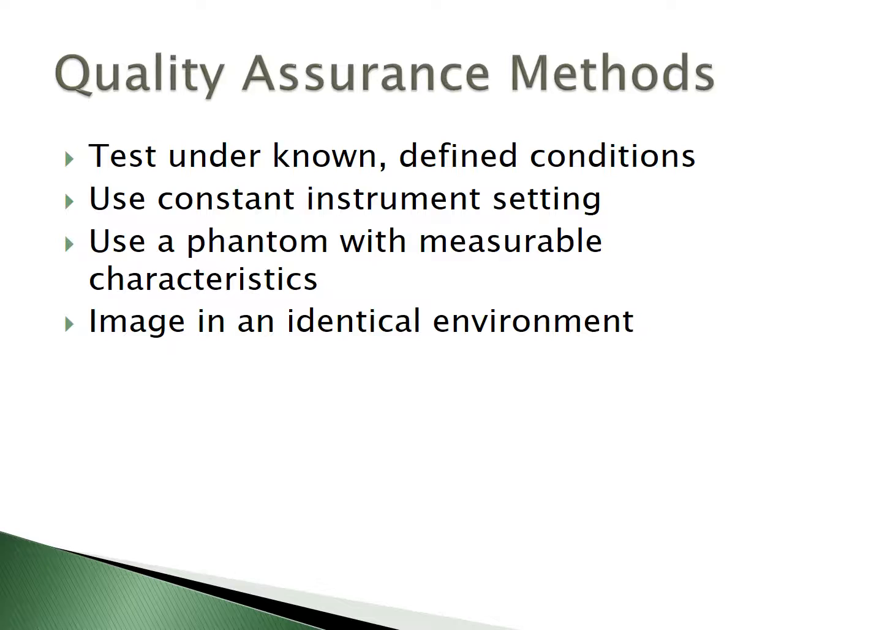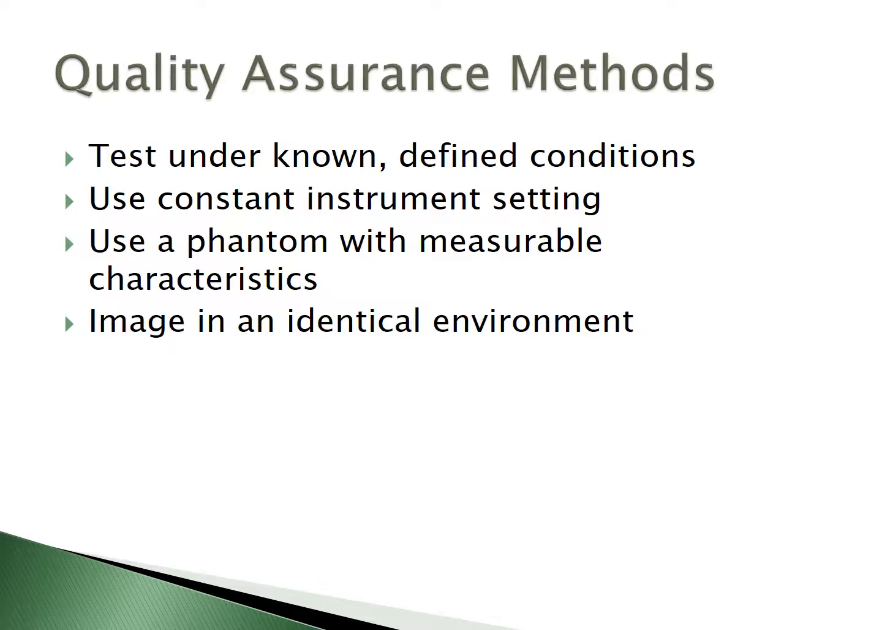When we are performing quality assurance, we want to make sure that we are testing under known defined conditions, that we're going to use constant instrument settings, and to do so, we'll typically use a phantom with measurable characteristics, and we're going to make sure that we're imaging in identical environments. So typically, when a quality assurance program is set up, you're going to do quarterly QAs, and so maybe you'll do it every January, every March, every August, and every November to make sure that you're doing it at the same time in identical environments.